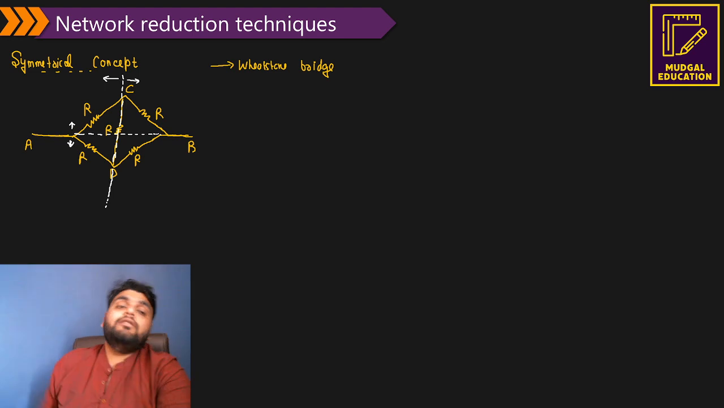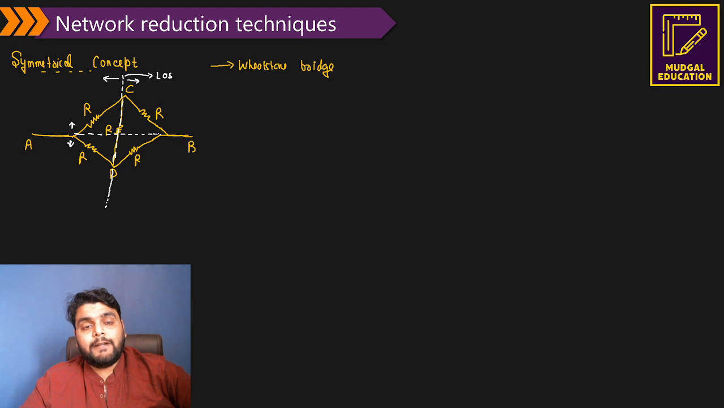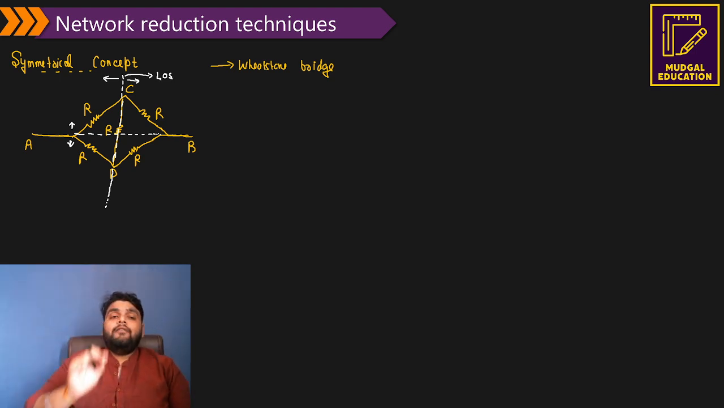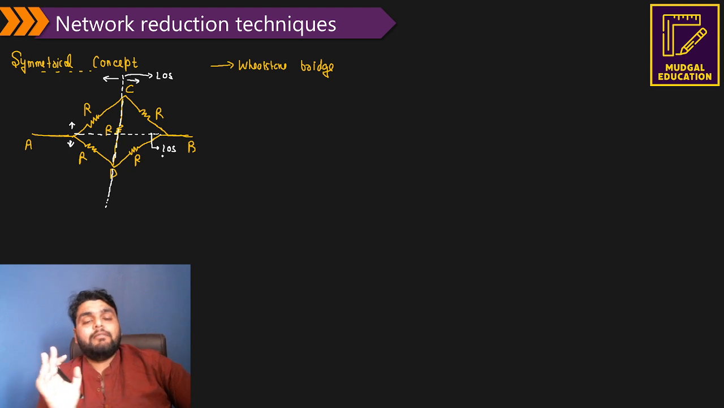So the symmetrical concept is actually used in those questions in which at least one symmetrical line is present. What is a symmetrical line? This white line that I have drawn is a line of symmetry, across which you have a mirror image. In this question you have two lines of symmetry, but if in the question at least one line of symmetry is present, we can apply the symmetrical concept.